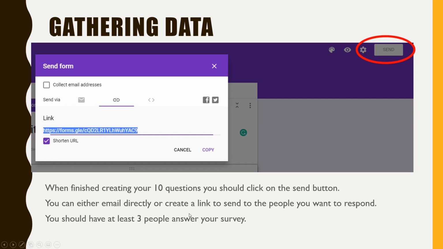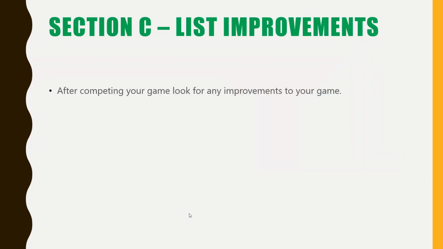So in the past, what's worked really well is you get a group of 4. So try and make a team to do each other's survey together. If you get really stuck, you can ask other friends or family. It doesn't really matter who's answered the questions, as long as at least 3 people have answered your survey. After completing your game, you need to look for any improvements to your game, and then simply list it.